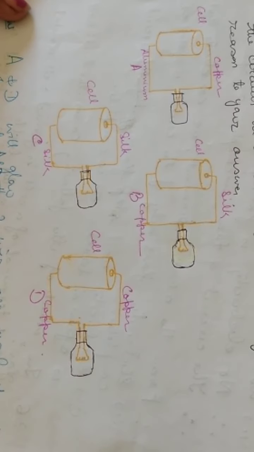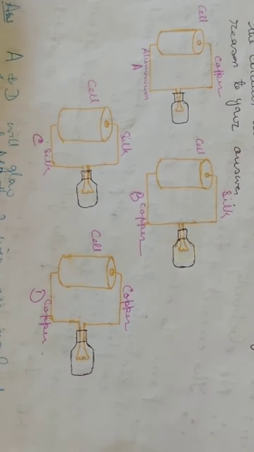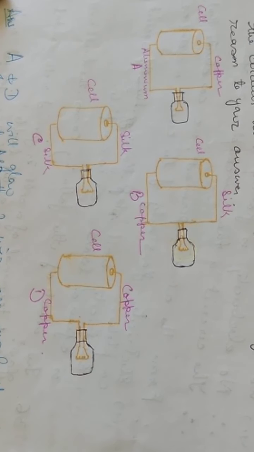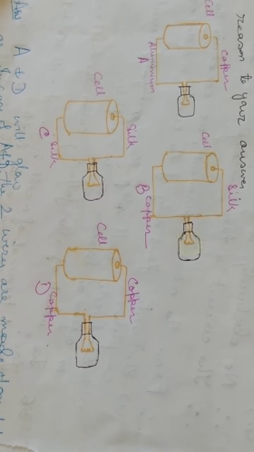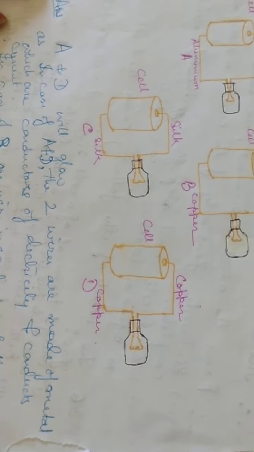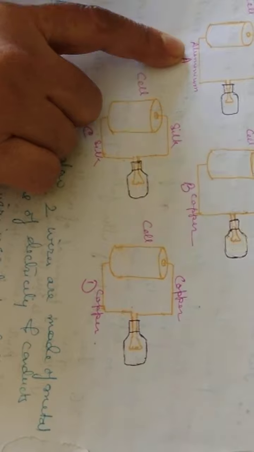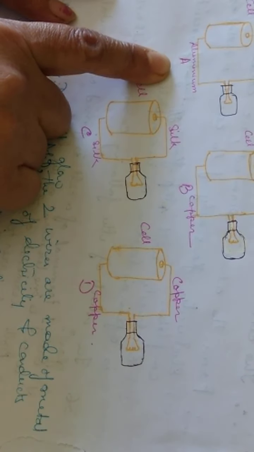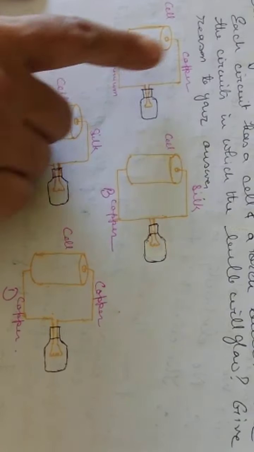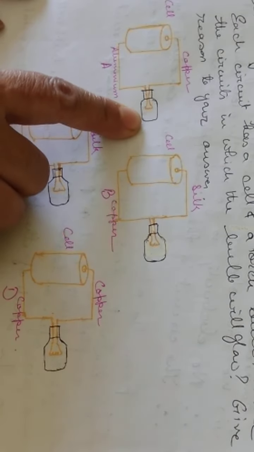Now, the following diagram shows 4 circuits A, B, C and D. Each circuit has a cell and a torch bulb. Name the circuits in which the bulb will glow. Give the reason for your answer. So, the first case, see, 2 wires are there, 2 metal wires, copper and aluminium, both are metal. So these 2 wires are metal, there's a cell and the bulb.